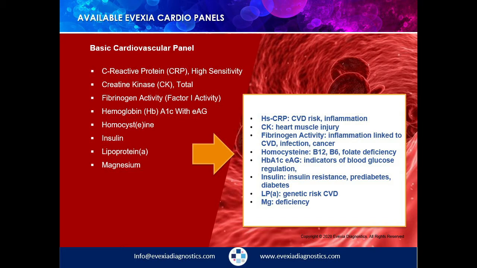Next is the fibrinogen activity test. Now, this test evaluates part of the clotting process in which the soluble fibrinogen is converted into fibrin threads. This test measures the time it takes for the fibrin clot to form after a standard amount of thrombin is added to the blood sample. The time it takes for the clot to form directly correlates with the amount of active fibrinogen that is present.